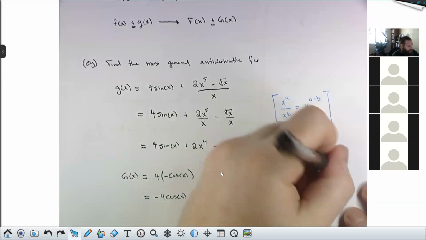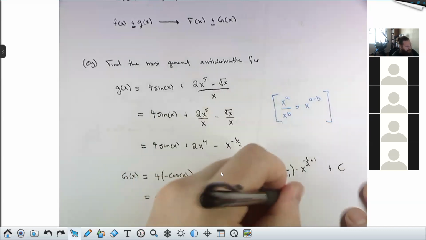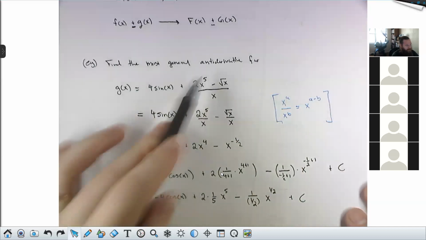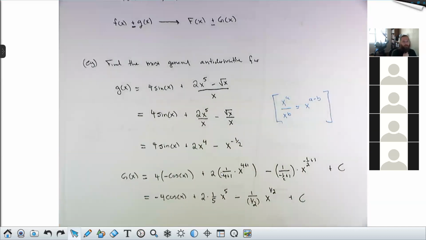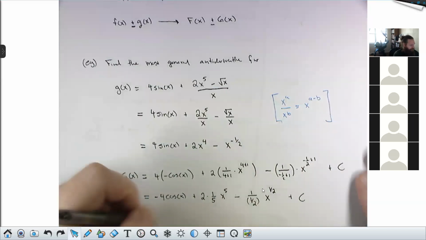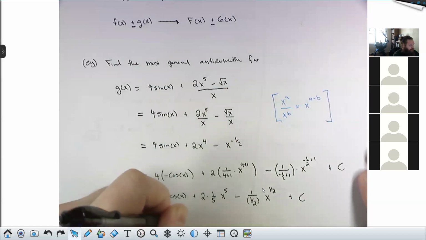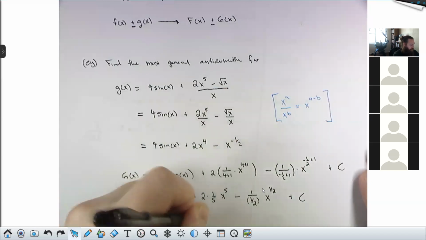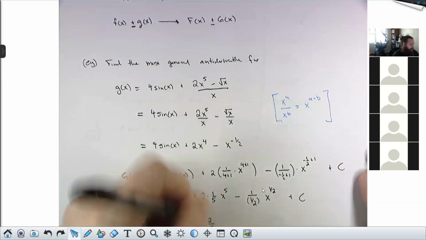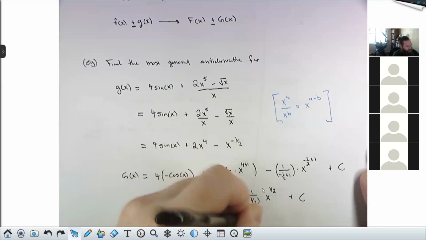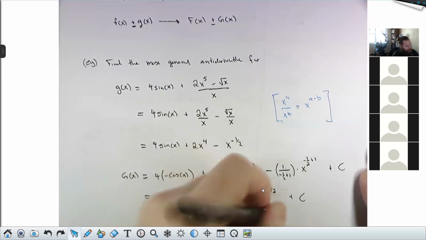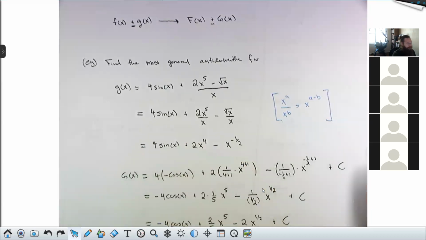I suppose I should be writing my plus c's at the end, I'm sorry, because we want the most general antiderivative. And we can clean these up a little bit more. That's negative 4 cos x plus 2/5 x to the 5 minus 2 x to the 1/2 plus a constant.